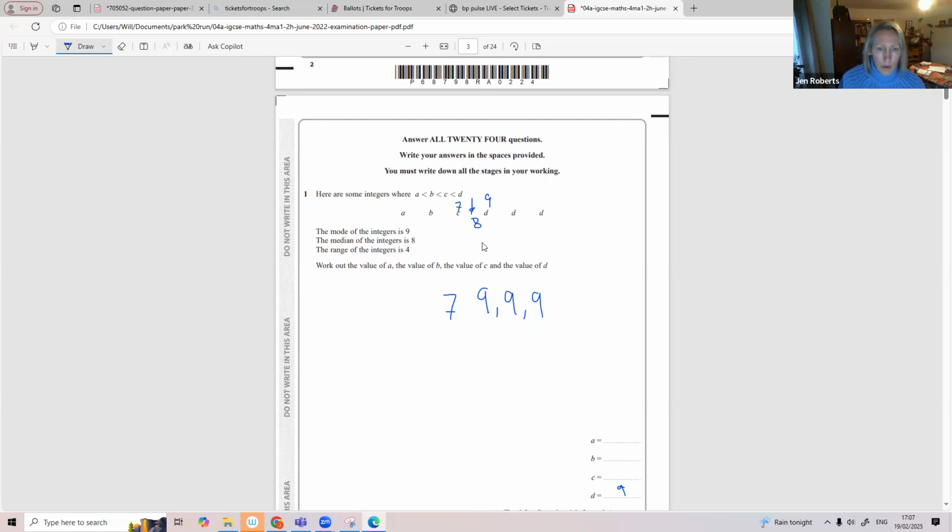The range is 4. How do we get the range? Biggest take away the smallest. So 9 take away what is 4, so 5 has got to be A. So I've got a B to put in, I'll put a 6. That works. 5, 6, 7, 9.